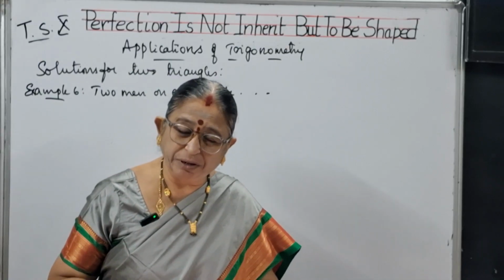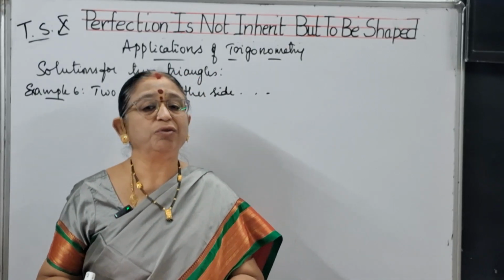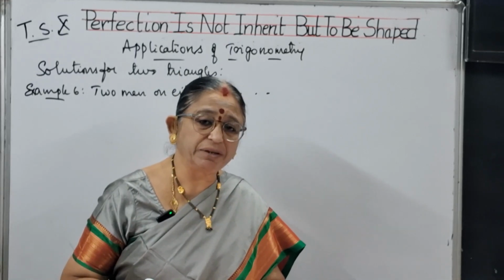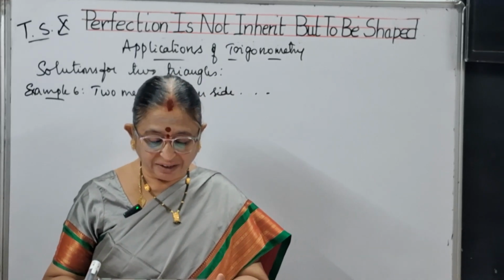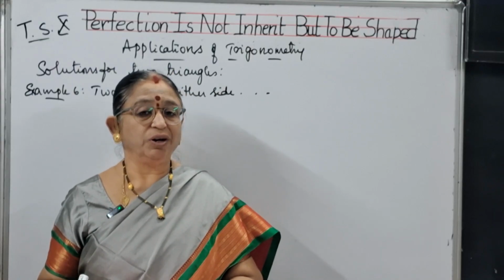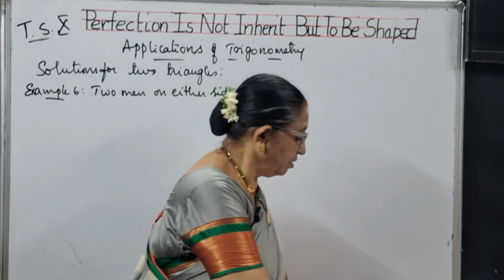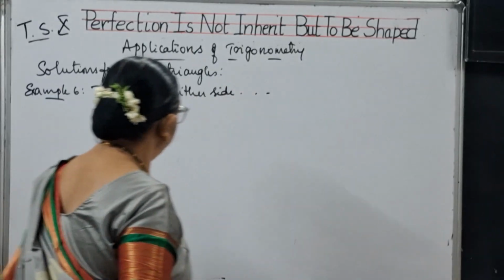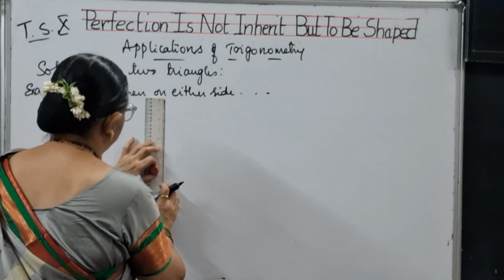So for the first person, the angle of elevation he found for the top of the temple is 30 degrees. For the second person, it is 60 degrees. Find the distance between the two men. At what distance are they? This is the question, children. So let us see first. First, we need to draw a diagram.